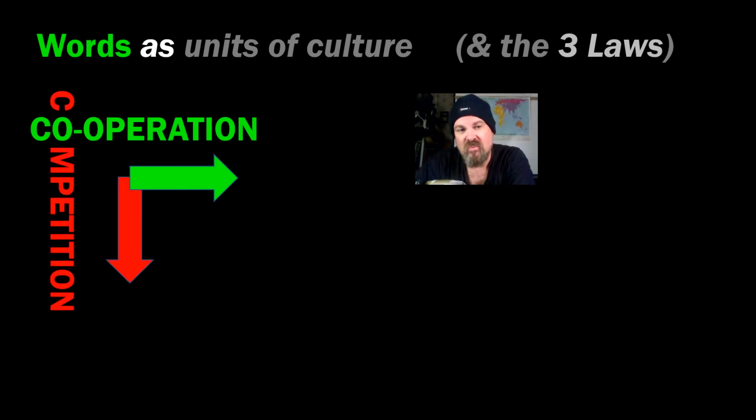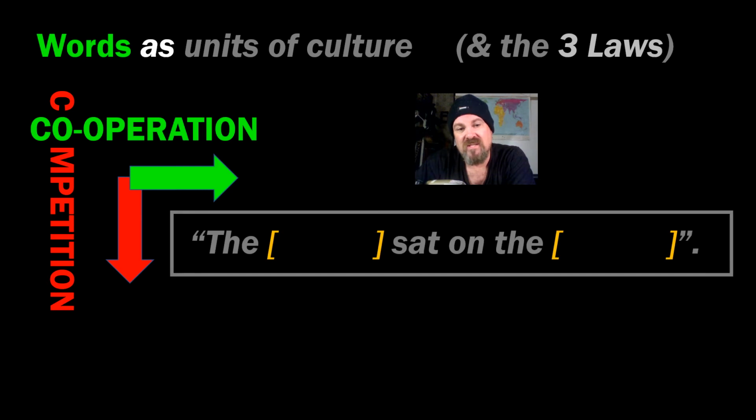Now, there was a fantastic question that came up in the recent webinar at AppEEL number 3. We can look at cooperation and competition on 2 different axes. So let's look at a sentence. Cooperation goes sideways and competition goes downwards. So what if you had this sentence? The blank sat on the blank. Well, there's 2 empty slots there, as it were.